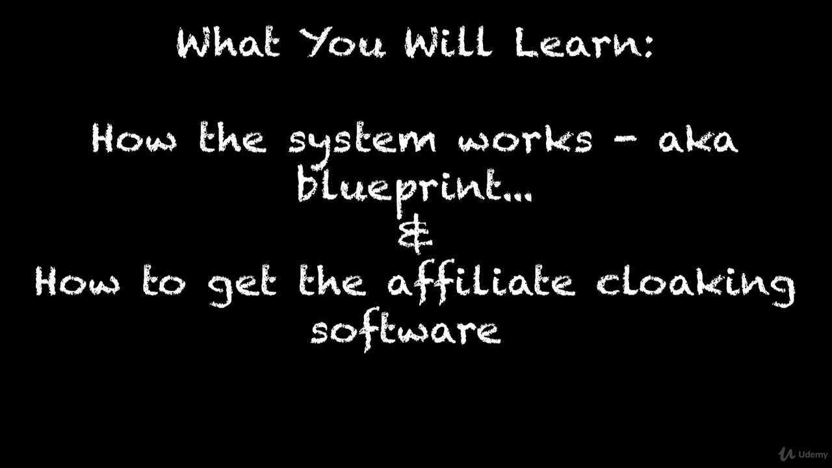I am first going to talk about the blueprint of the system, which explains how the system works and how you are going to make money with your affiliate products. And then I am going to get into how to get the things that are required to set up the system. You can either get them for free or you can spend money to get the software and all of the necessary stuff required to set up the system. Let's first get into the blueprint of the system.